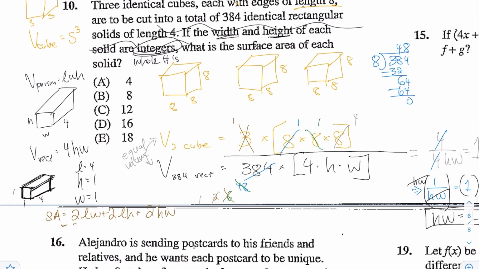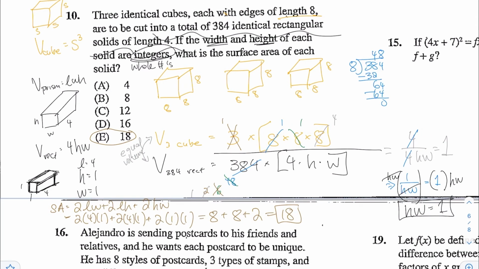So that's going to be equal to 2 times 4 times 1. Then you add 2 times 4 times 1 again, taking length and width, multiplying them and doubling it. And then 2 times 1 times 1. That's going to be equal to 8 plus 8 plus 2, or 18. So the surface area is going to be choice E, 18.